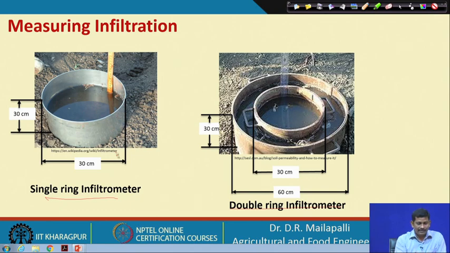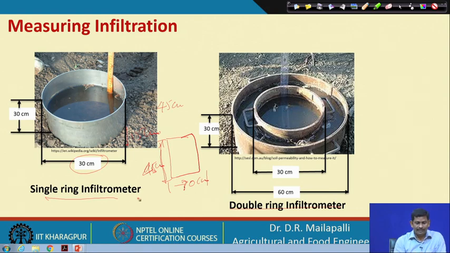Right now here it is showing a 30 centimeter diameter, and we leave 30 centimeter on top, and there is 15 centimeter below the ground. It depends, but right now it is 45 centimeter deep and 30 centimeter diameter, and there is a scale to measure the water level.